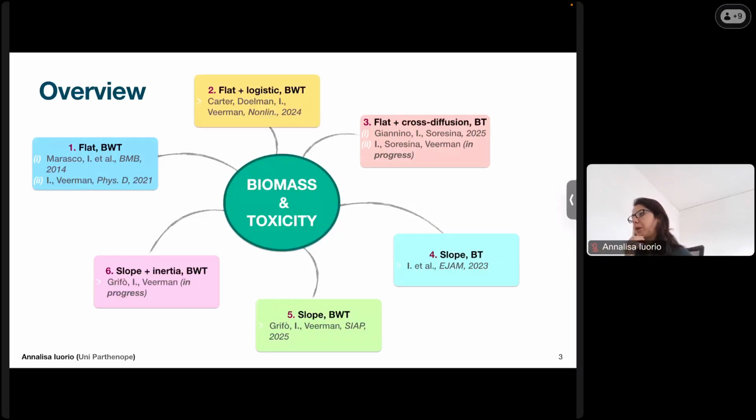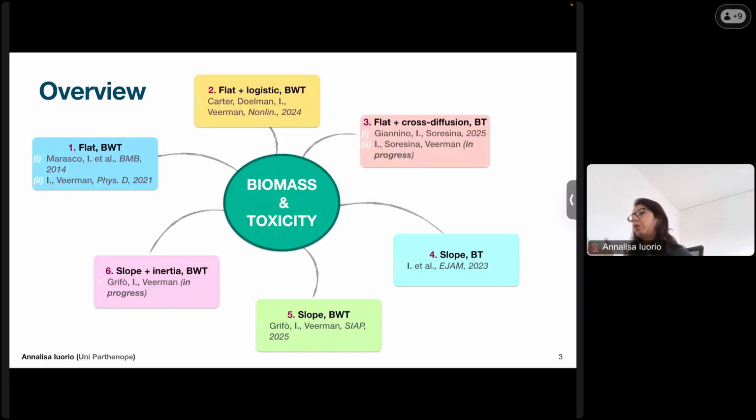And this is a paper that I've been working on together with Paul Carter and Arjen Dolman and Fritz Fehrmann in 2024. So I'm going to briefly touch upon them and give a few more details about the cross-diffusion model. Then comes the bottom part of the slide, where instead of considering a flat ground, a flat environment, we consider a sloped terrain. And we want to see if the impact of autotoxicity on these patterns that we have observed in the case of flat terrains persists or changes when we consider a sloped terrain. And we do a similar thing.